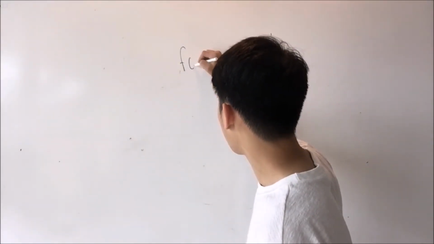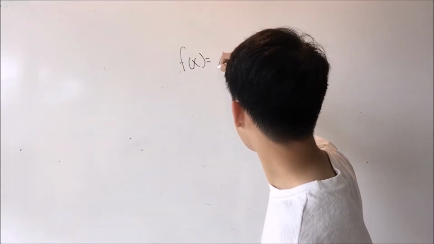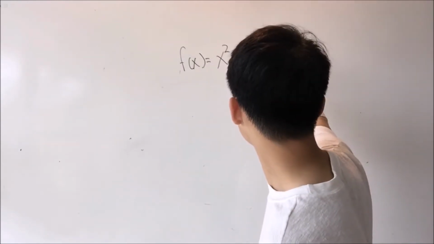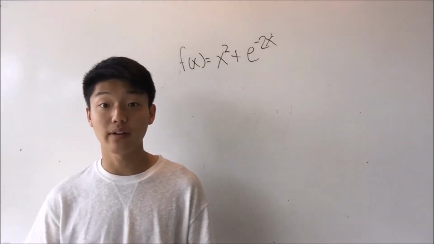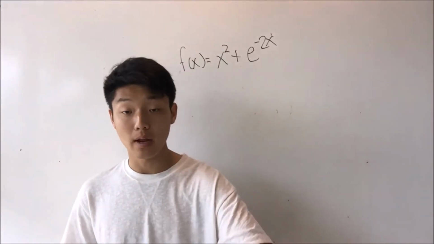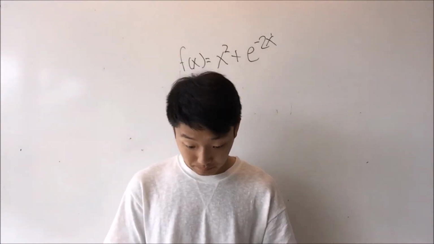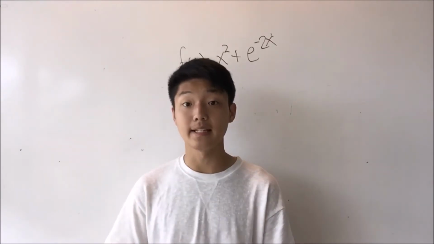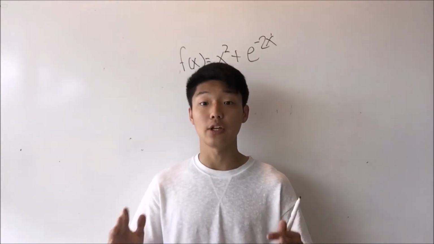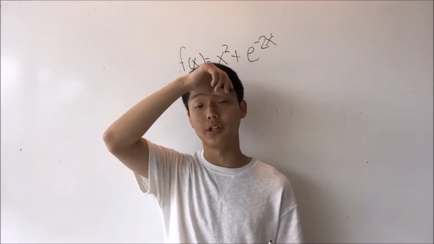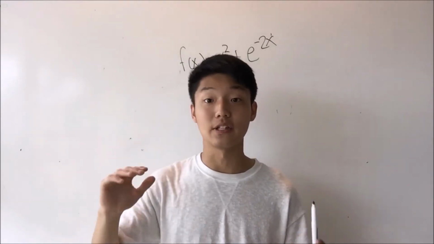Number 21 says: at x equals 0, which of the following is true of the function f defined by f of x equals x squared plus e to the minus 2x. From A through E, it asks whether it is decreasing or increasing, or has a relative minimum or maximum. Like I said in this video, if you see the words maximum, minimum, decreasing or increasing, you have to go for the f prime function, because it tells the slope of the graph.